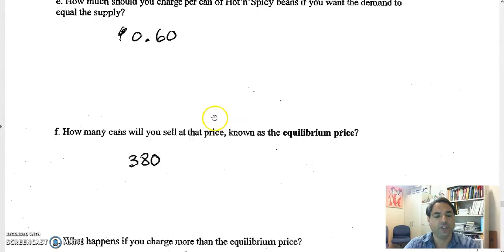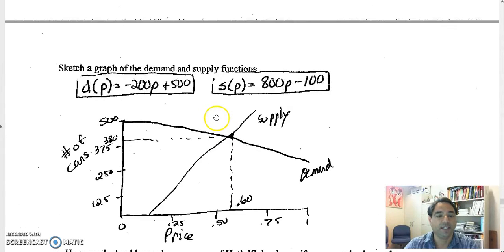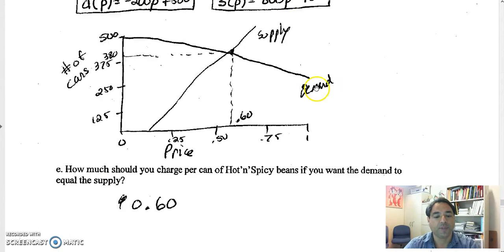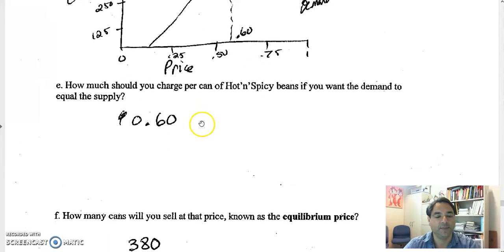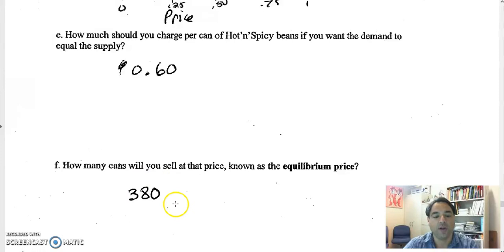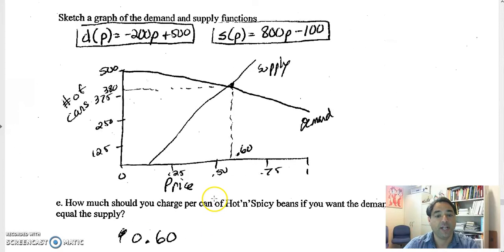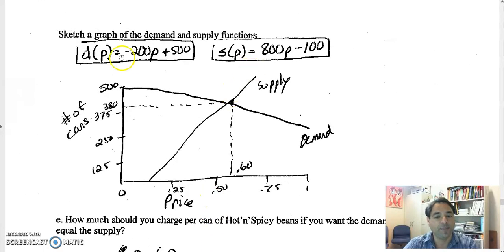So again, you can do this all by hand. If you set the demand equal to supply, you would get 60 cents, and then you plug 60 cents into demand or supply, and you'd get the quantity of 380. I'm going to show you how to do this in the calculator, but remember, if you set them equal to each other, you could solve to figure out the window. If not, you kind of have to guess based on the factors of the problem.